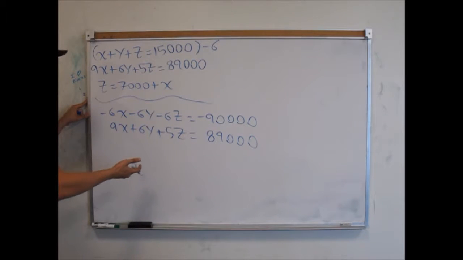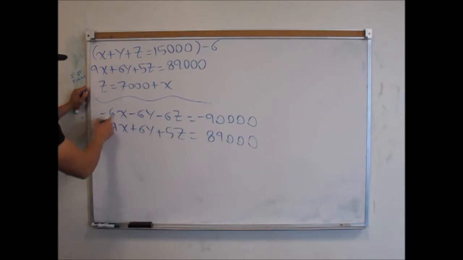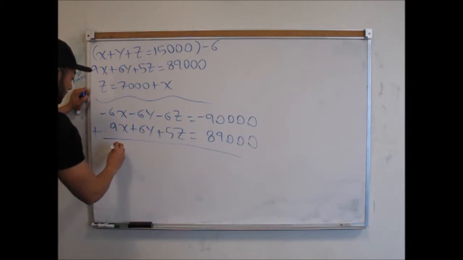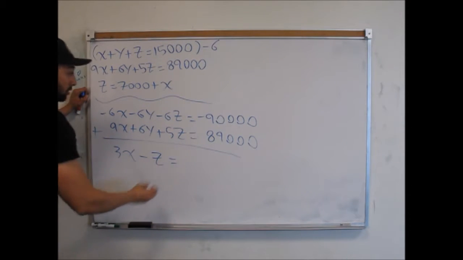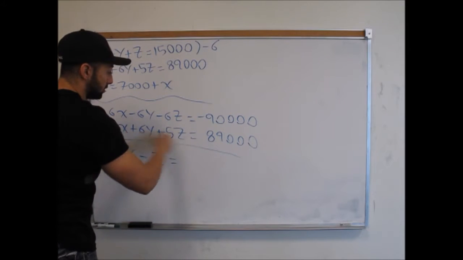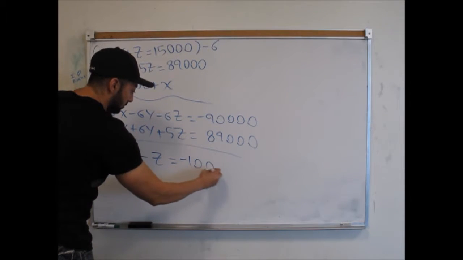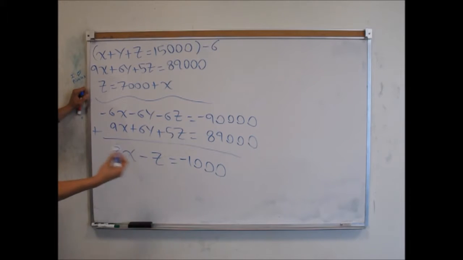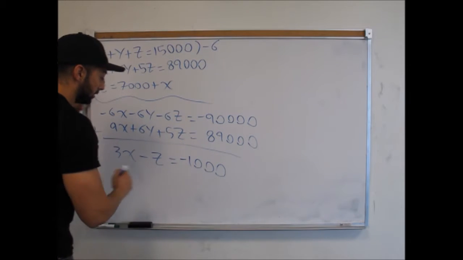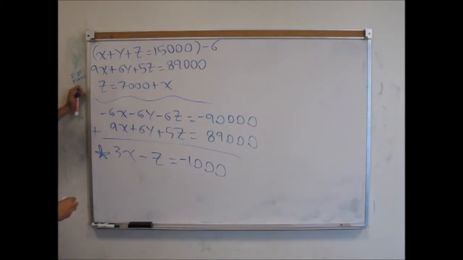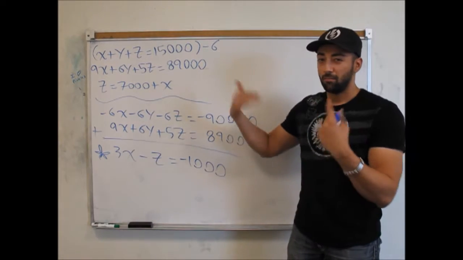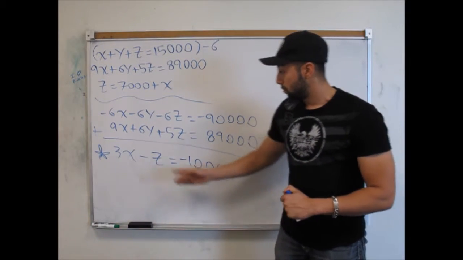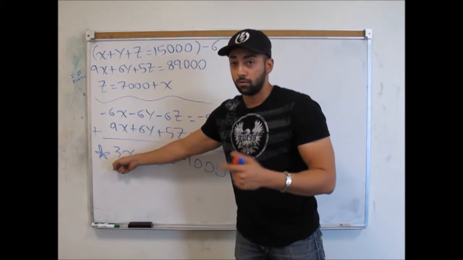Now I'm adding these two equations. So negative 6x plus 9x, that would be 3x. Notice the y's cancel. You get a negative z equals negative 90,000 plus 89,000 would give me a negative 1,000. So this is my new special equation now. If you want, you could put a star next to it, or whatever you'd like. You don't have to do that, but I just do that to keep track of all my equations because it gets messy sometimes.